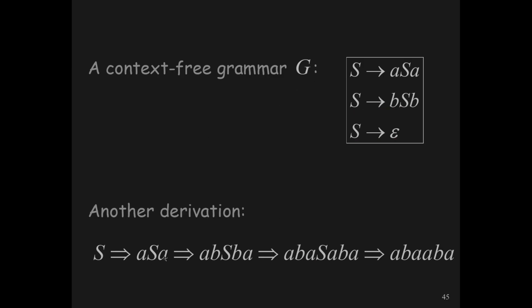I skipped it somehow. So you go with rule 1, ASA, and then the S produces BSB because of this rule. And then the S here produces again ASA thanks to this rule. You can go over and over again, okay? Once you have an S, you can choose any one of these that you like. It doesn't matter, okay?